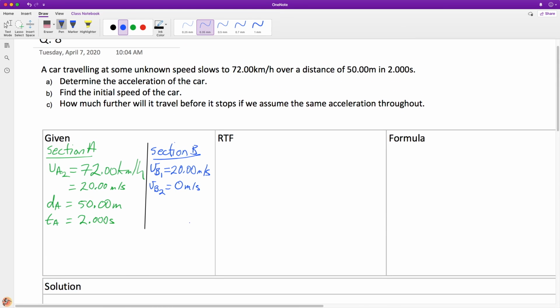Actually, let's continue the RTF first of all. In Section A, we're looking for the acceleration of the vehicle. In Part B, we're looking for the initial speed of the car. Specifically, we're looking for VA1. And in Section C, it's asking us how much further it travels, right? And further, that is a measurement of distance. So what we are looking for is the distance in Section B.